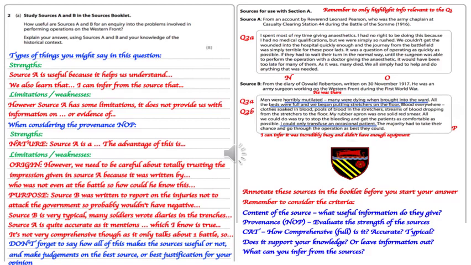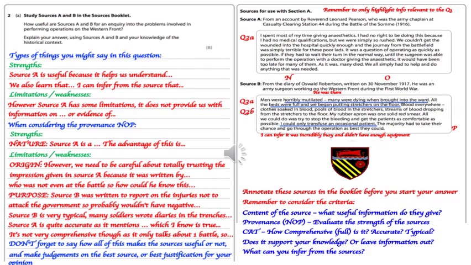If it's an interview with someone, what are the strengths of that? If it's a diary entry, what are the advantages of that? The origin, when it's from. However, we need to be careful about totally trusting the impression given in source A because it was written by an army surgeon. He wasn't a doctor, he wasn't a medical professional, that kind of thing. If he wasn't at the battle, he wasn't even there, he can't necessarily comment on it. Okay. Purpose, what's it trying to achieve?